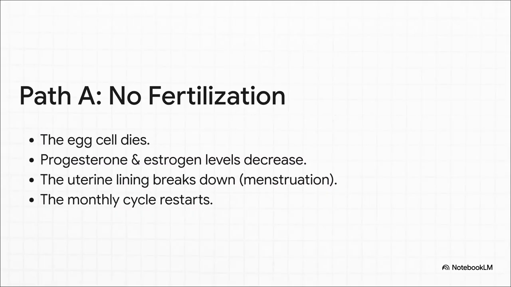Okay, so path A. If no sperm fertilizes the egg, it simply disintegrates. This triggers a hormonal shift, causing that nutrient-rich uterine lining to break down. This, of course, is menstruation, and it signals that the whole monthly cycle is restarting.